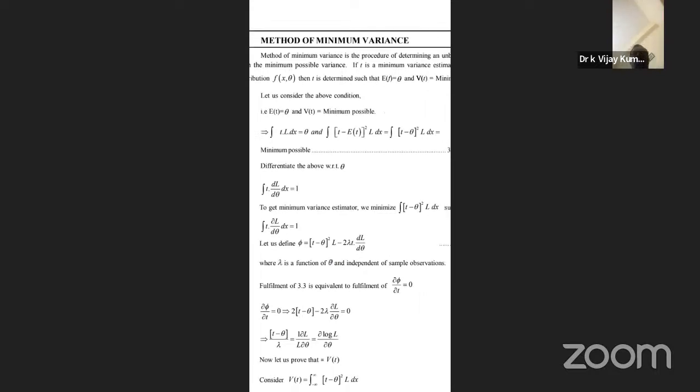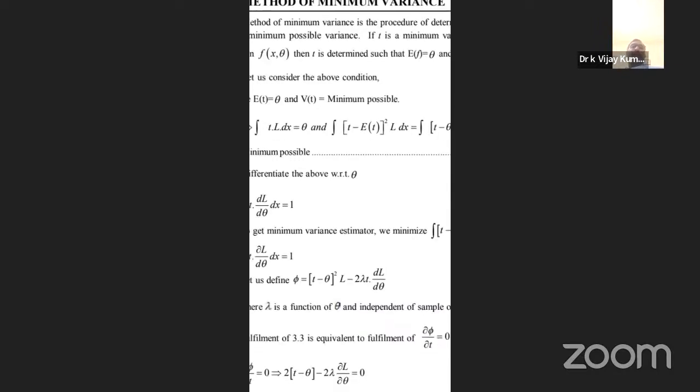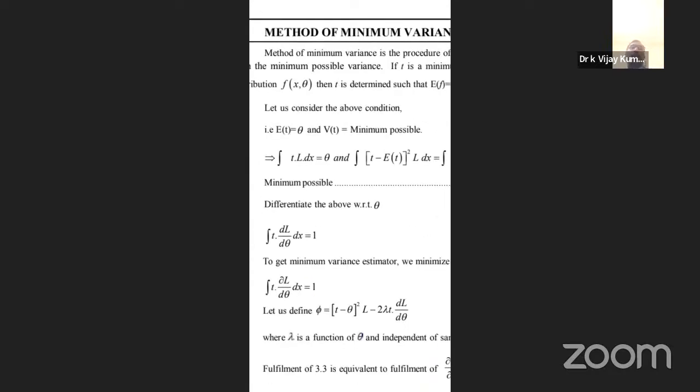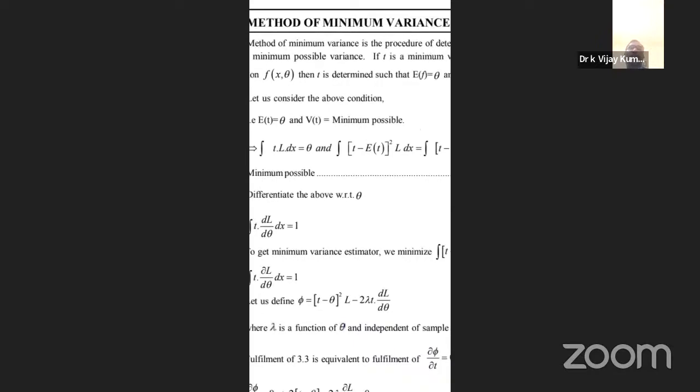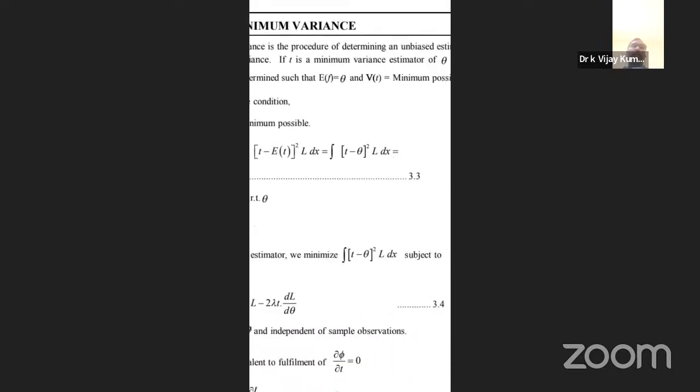Let us consider the above condition. So E of T is equal to theta and V of T is equal to minimum possible. Integration of T L dx is equal to theta, and integration of (t minus E of T) whole square L dx, that is the minimum possible, we take as integration of (t minus theta) whole square L dx.